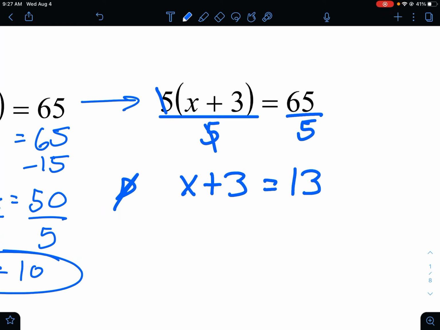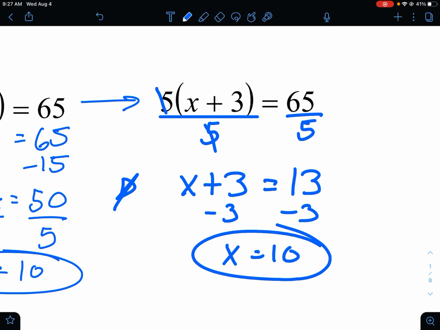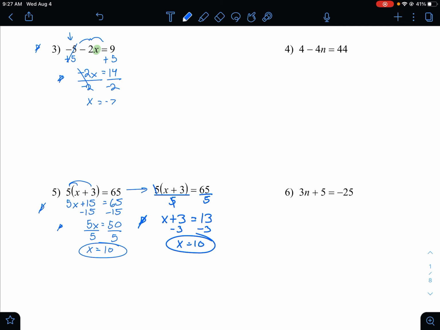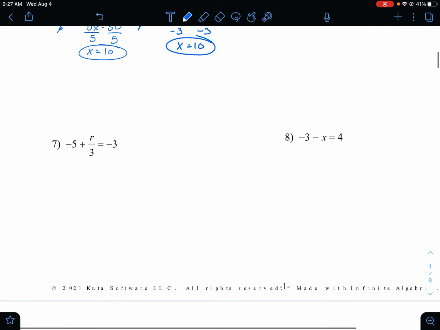Then what would I do here to solve? I'm going to go ahead and subtract 3 from both sides. Do the opposite of plus 3. So I, again, get x equals 10. All right, let's try another one.